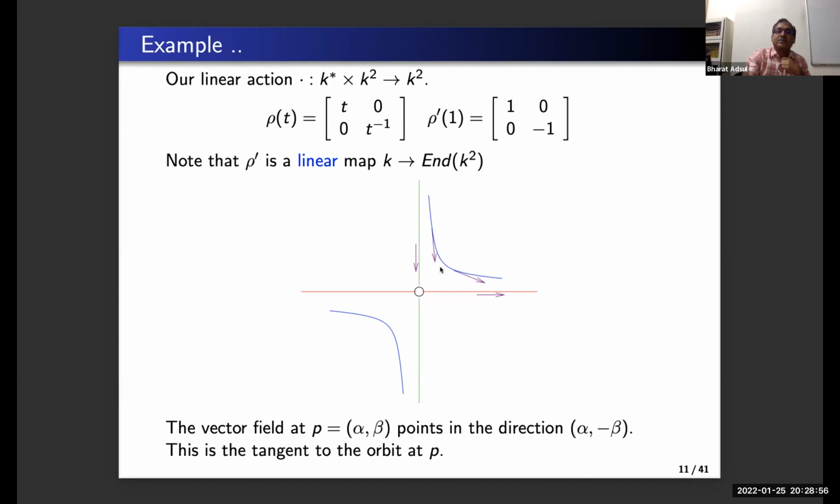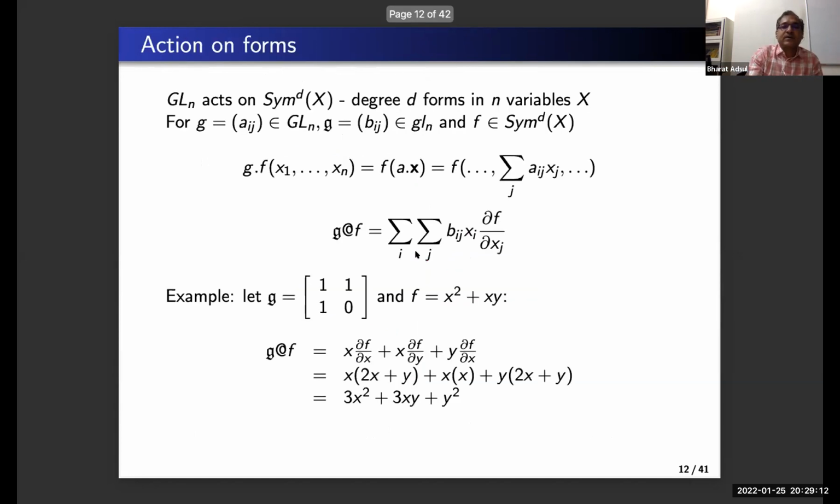So I produce this vector field everywhere, and you integrate this vector field, and then you get the orbit. In this case, it's a one-dimensional action. The group is one dimensional, so just by integrating this vector field, you get the orbits. So this vector field view is quite useful. Let's look at some more examples of Lie algebra action.